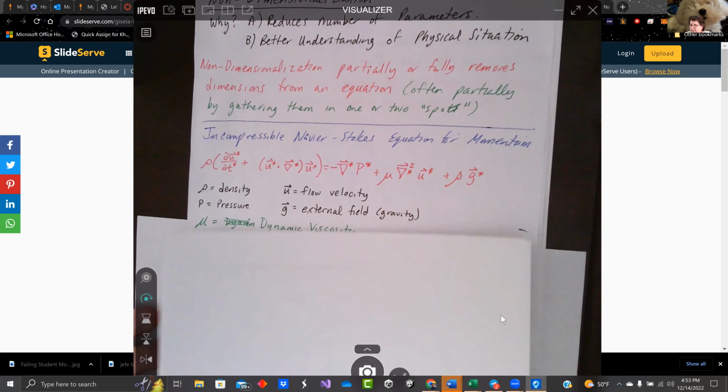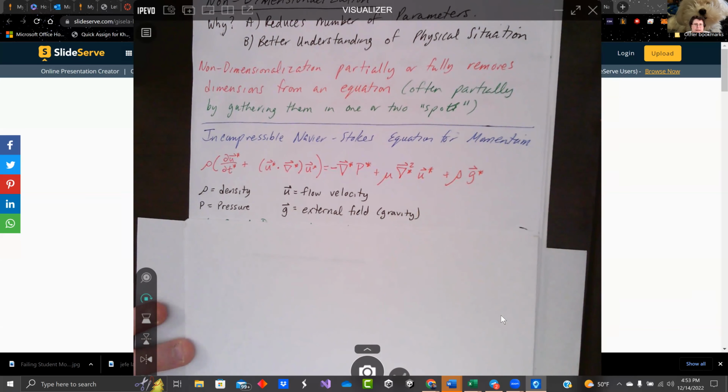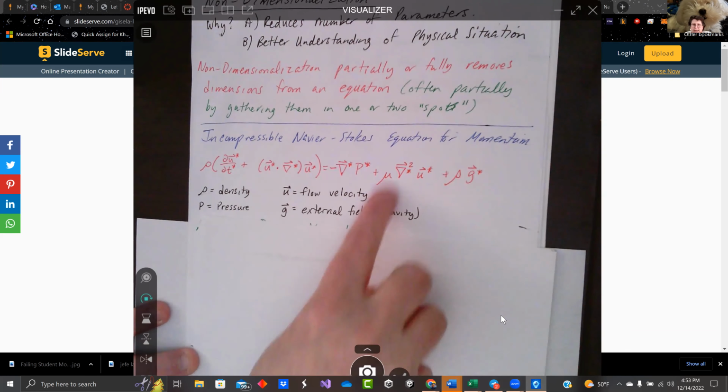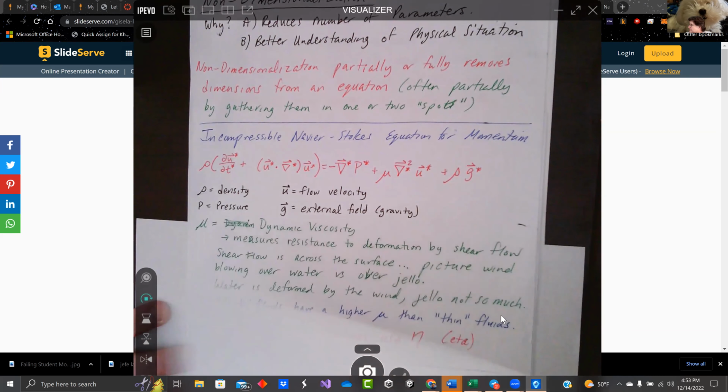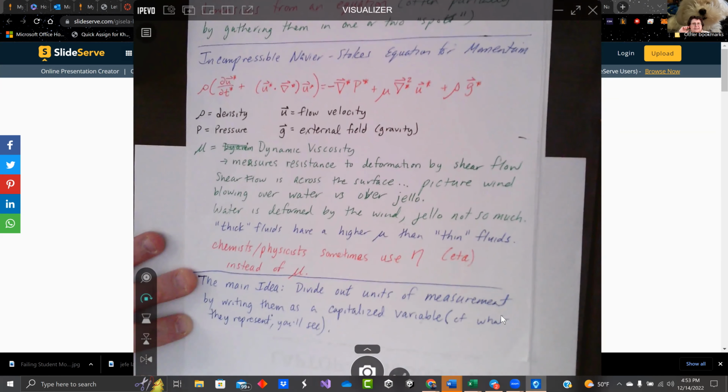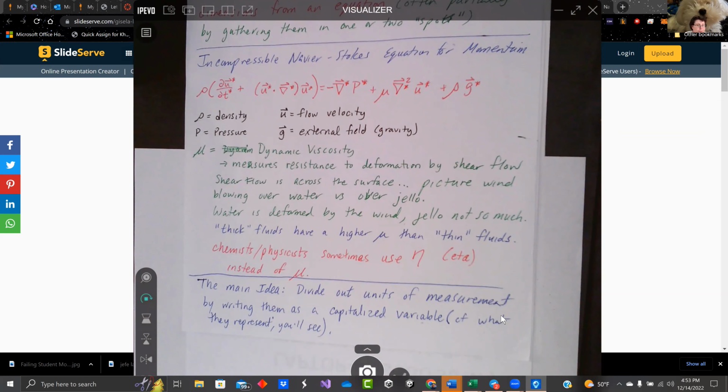So what does each term mean here? Rho is density. P is pressure. U is our flow, our velocity vector. And G is our external field, which is usually gravity, but there could be other things. I also have a mu in here. Mu is dynamic viscosity. Dynamic viscosity measures resistance to deformation by shear flow.